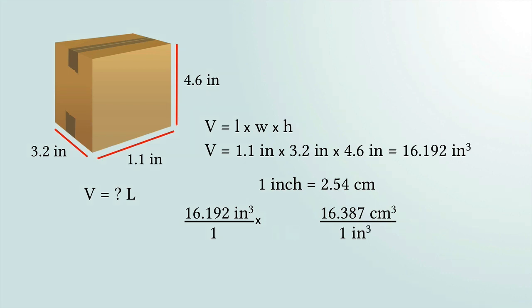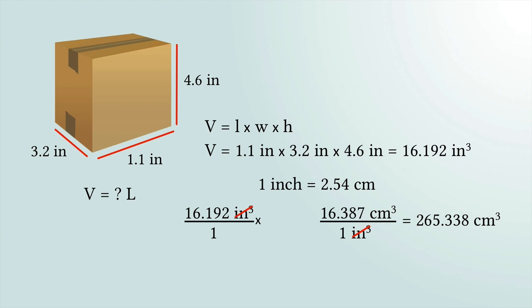The cubic inches can now cancel out, leaving our answer in cubic centimeters. Notice how our units help us to figure out what to do next. Multiplying the numbers in the numerator and the denominator, we get 265.338 cubic centimeters. Is that our final answer? No, we need our answer in liters. But we do have a relationship between cubic centimeters and milliliters, don't we? So let's do another conversion.